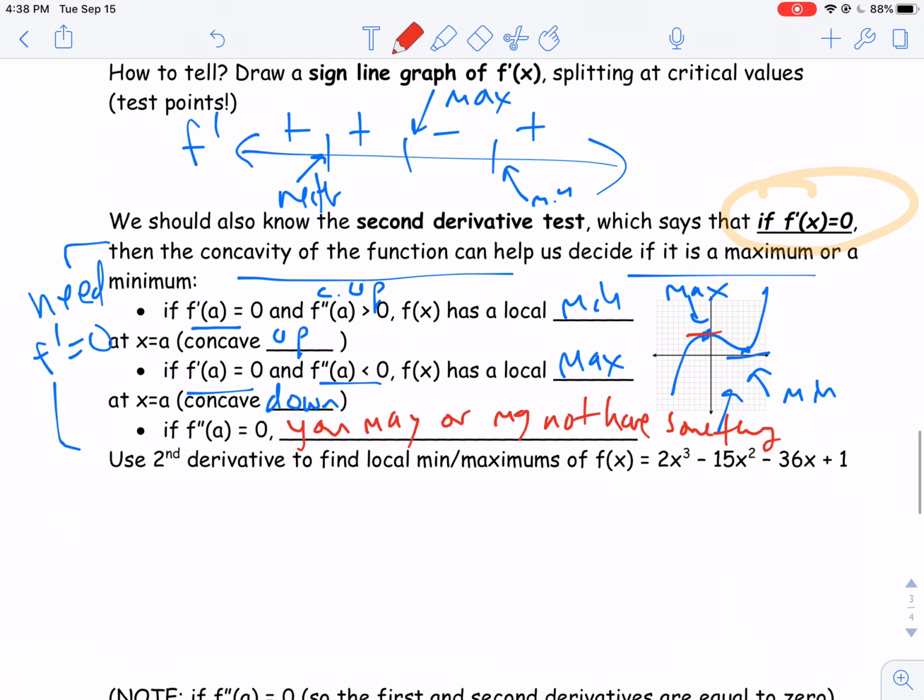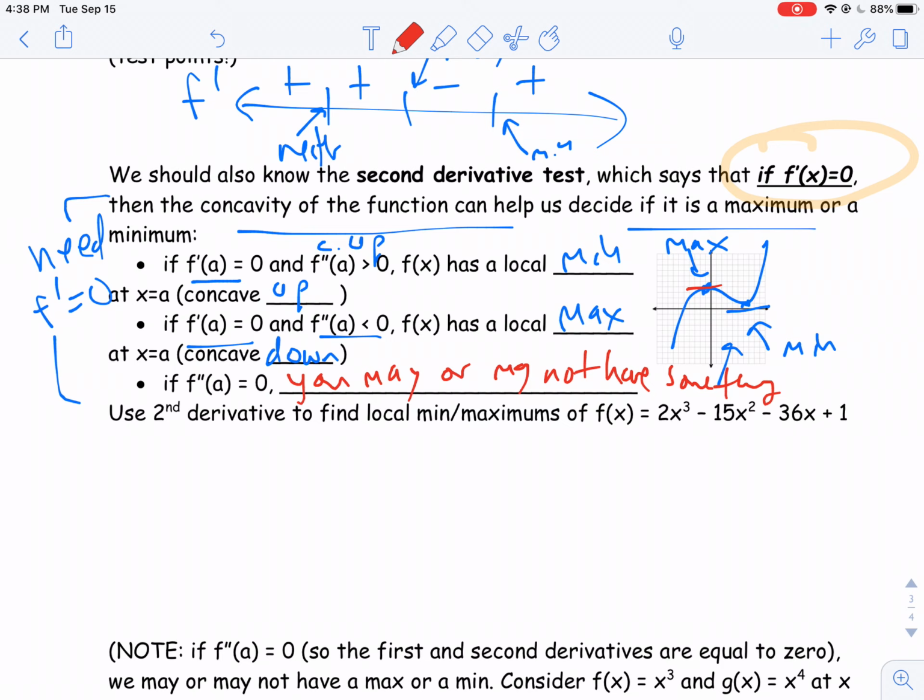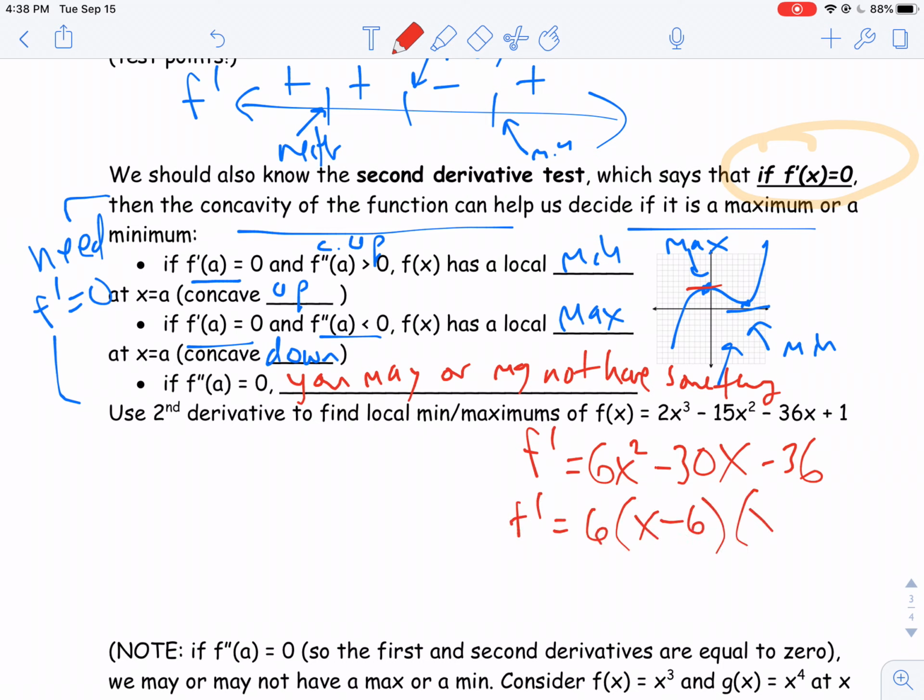Okay, so I'm going to show you how this is useful. So here's a problem. Like you could do a sign line graph of this, right? Your first derivative is 6x squared minus 30x minus 36. So if you factor this out, you have 6 times (x minus 6) times (x plus 1). So you have x equals 6 and negative 1. So those are your critical points. But if you take a second derivative, f double prime here is 12x minus 30.